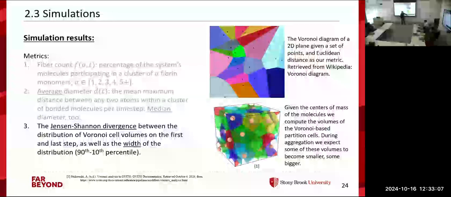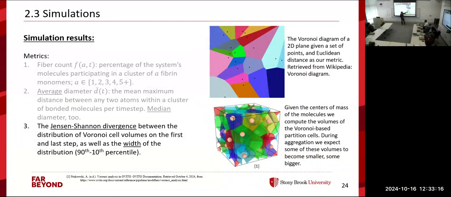So if we try to do the same thing in 3 dimensions, and we form these Voronoi cells, if we start from a uniform distribution, and over time we go to some aggregated system, right? Then we expect the distribution of these cell volumes, the volume of each region, to spread out.